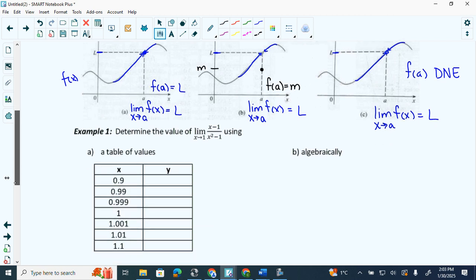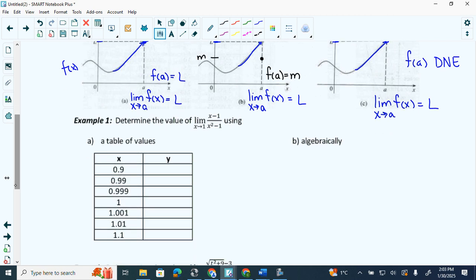So let's look at this one. We have the limit as x approaches 1 of x minus 1 over x squared minus 1. Now I can't just go plug the 1 in, because if I plug the 1 into that equation, I'm going to get a 0 in my denominator. Do you see that? Which is a problem. So we'll talk about the table of values after. We're going to do it algebraically first.